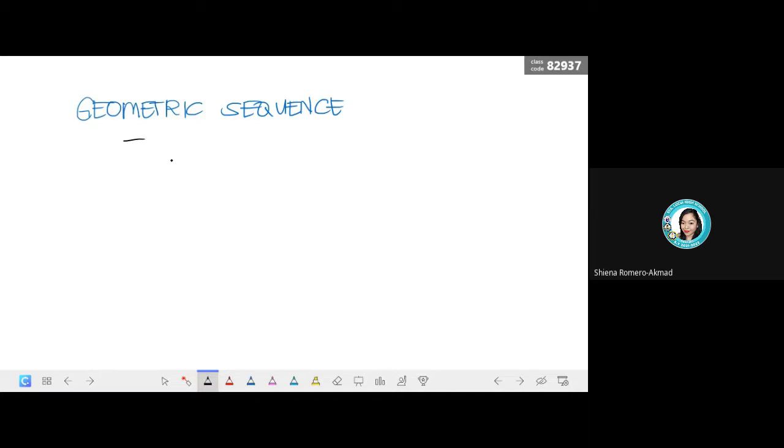It is a sequence where... anong klaseng sequence po kaya siya? Ano yung ginagawa natin for us to find the next terms? Anyone? Cool. Pangatlong concern. What kind of sequence is this? How do you get the next terms?